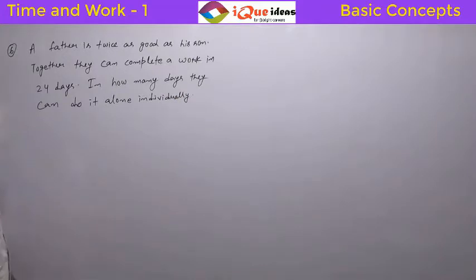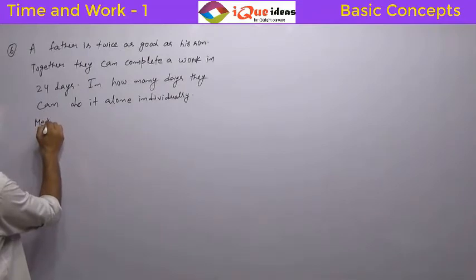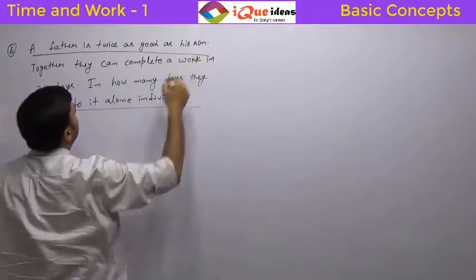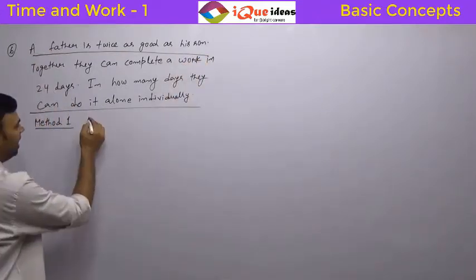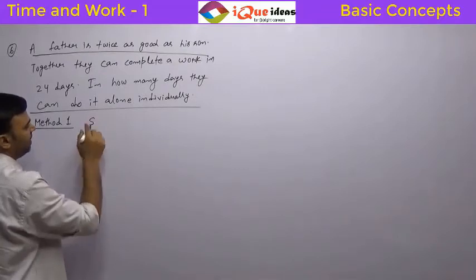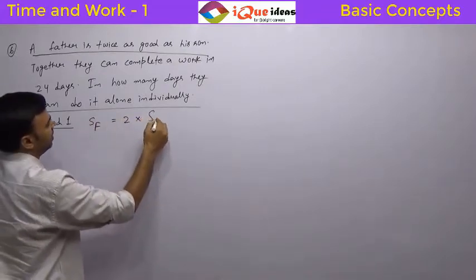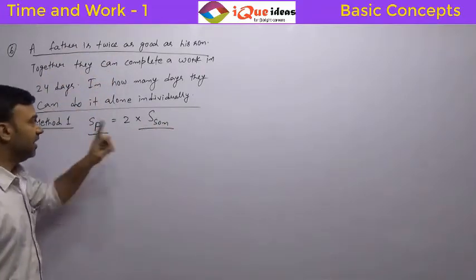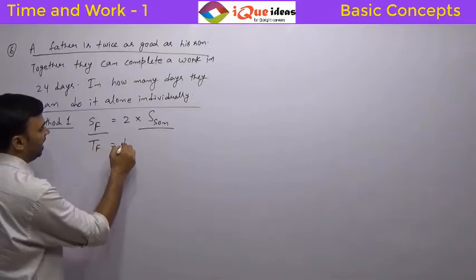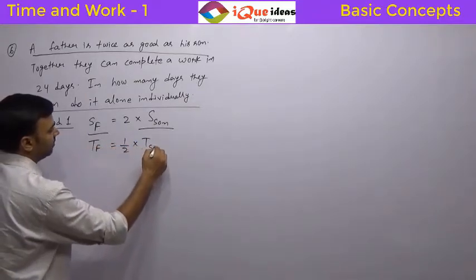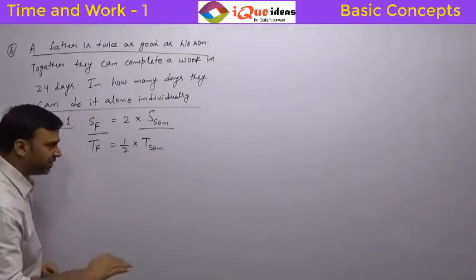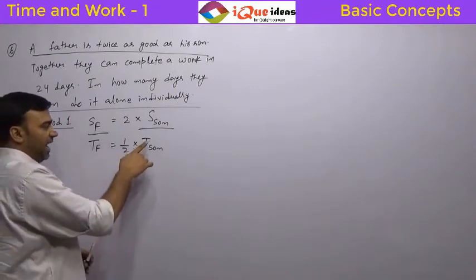Alright. Now, we'll do this question in many ways. Let's say method 1. Method 1 will be the formula method. For that, let's try and understand. Here we are saying a father is twice as good as his son. That means speed of father is equal to 2 times the speed of son. Please try and understand this. When we say father is twice as good, that means the speed is 2 times. That means time taken by father will be half of time taken by son. Right? If the person speed is higher, the time taken to do the whole work will be lesser. So time taken by father for the whole work will be half of time taken by son.